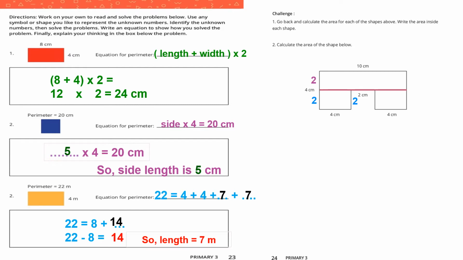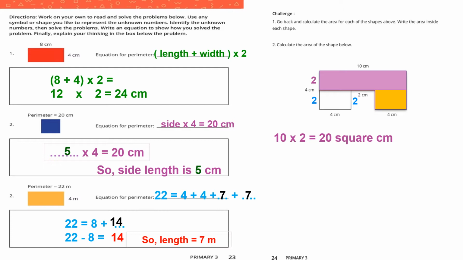Okay, let's try to solve. This is the first rectangle. I want to find the area of it. The length is 10 and the width is 2. So 10 times 2 equals 20 square centimeters. Don't forget this: the unit of any area is squared. So I will write square centimeters. 2 times 10 square centimeters.